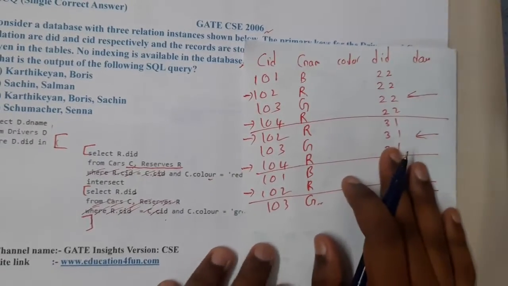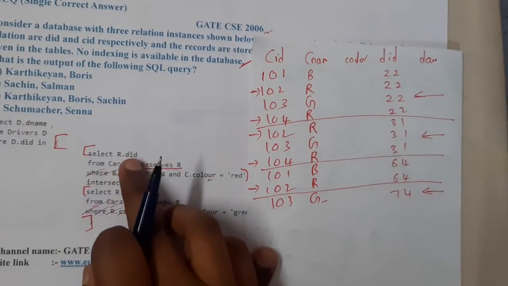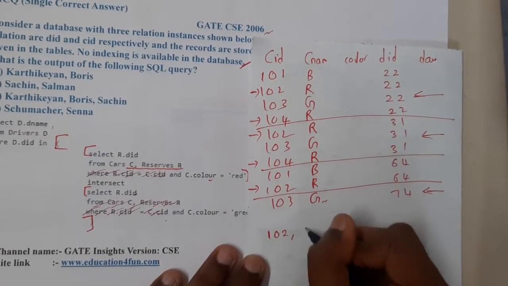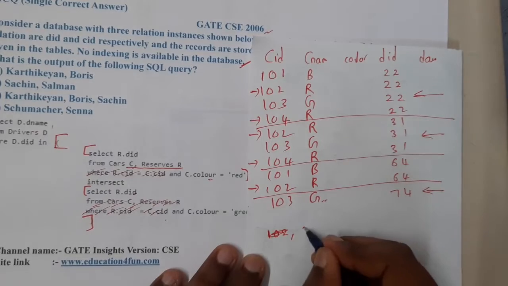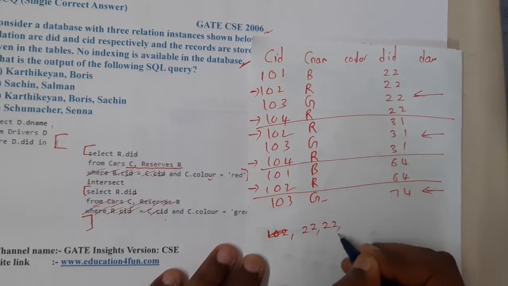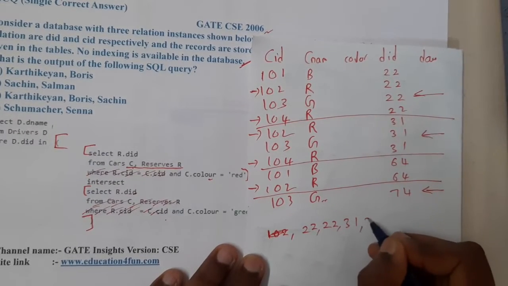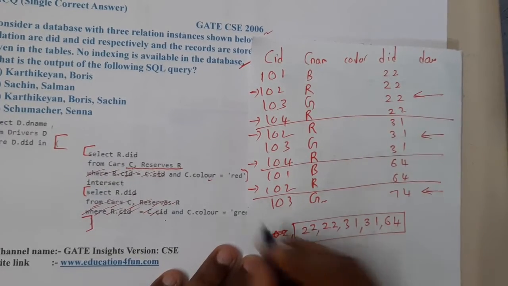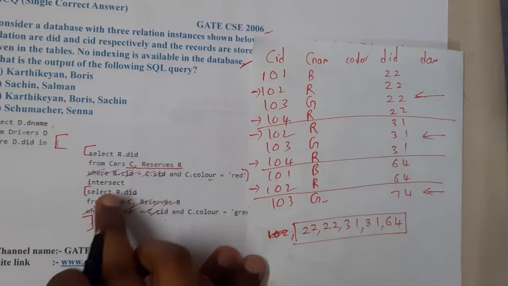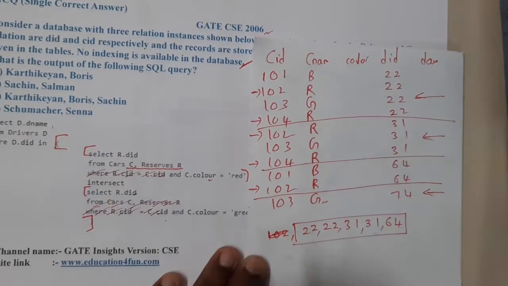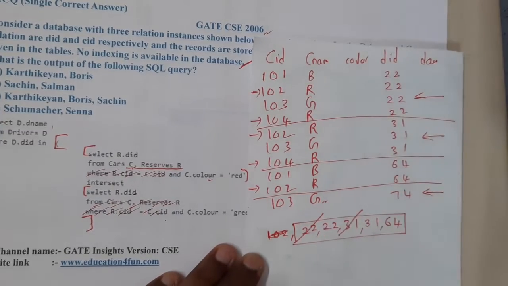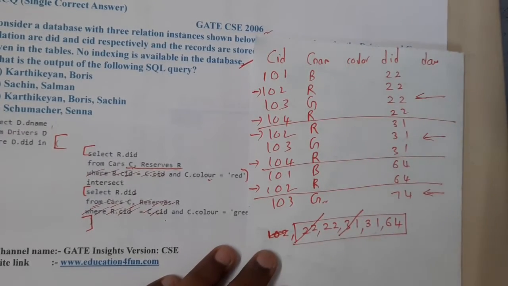So now the end result of the above part, we will be getting DIDs, right? On this side, I'm going to get 22, again 22, 31, again 31, 64. So this is what I will get on the above query. But if you recall, here we are performing intersection. So basically, we can eliminate these duplicate values, right? So 22, I can remove once, 31, I can remove once. So my result is 22, 31 and 64.